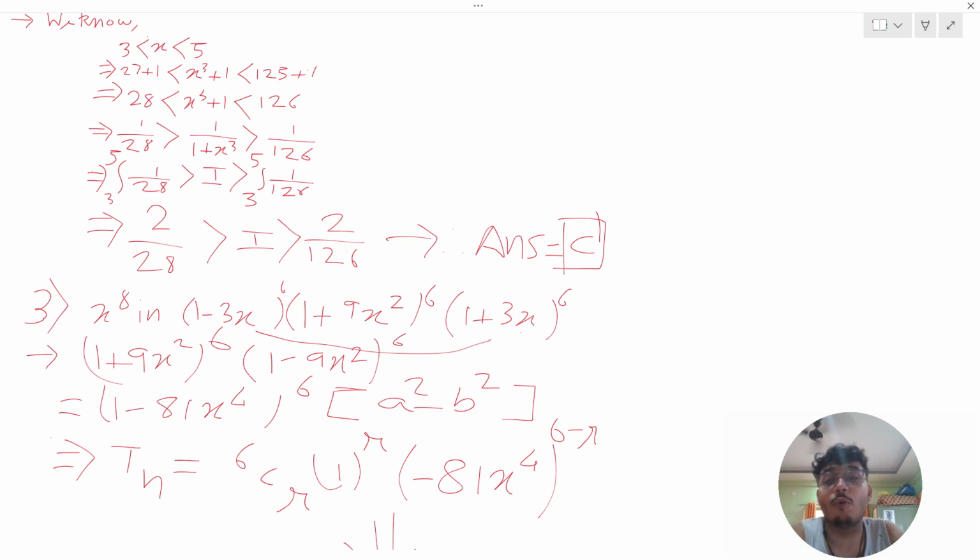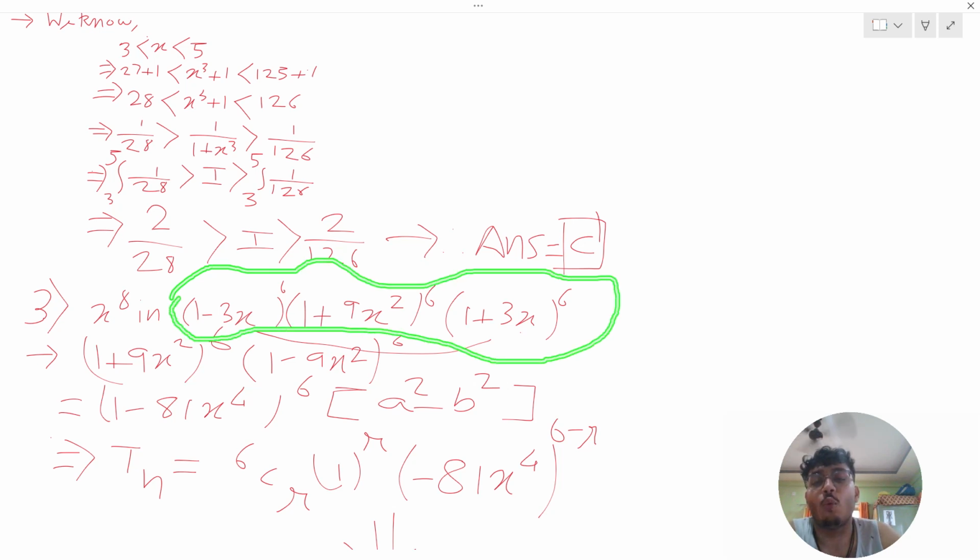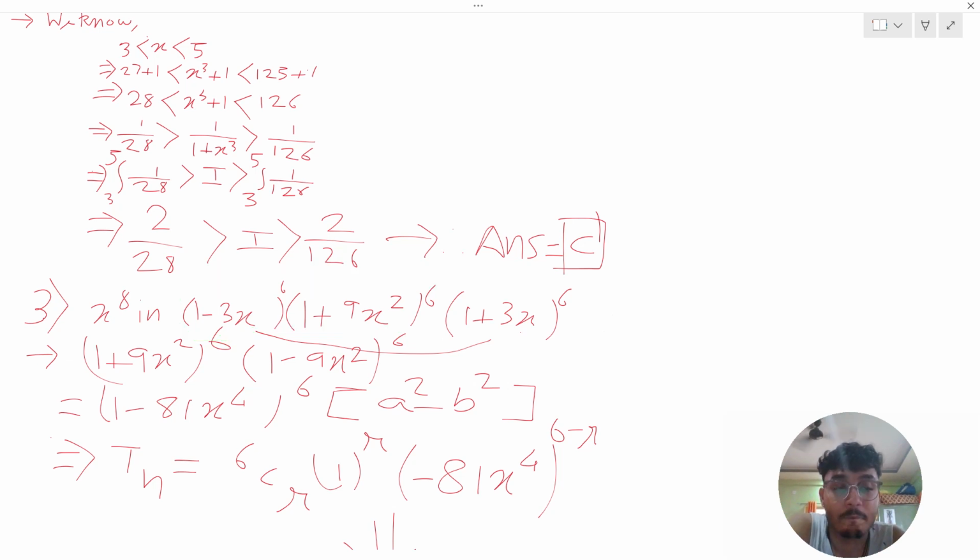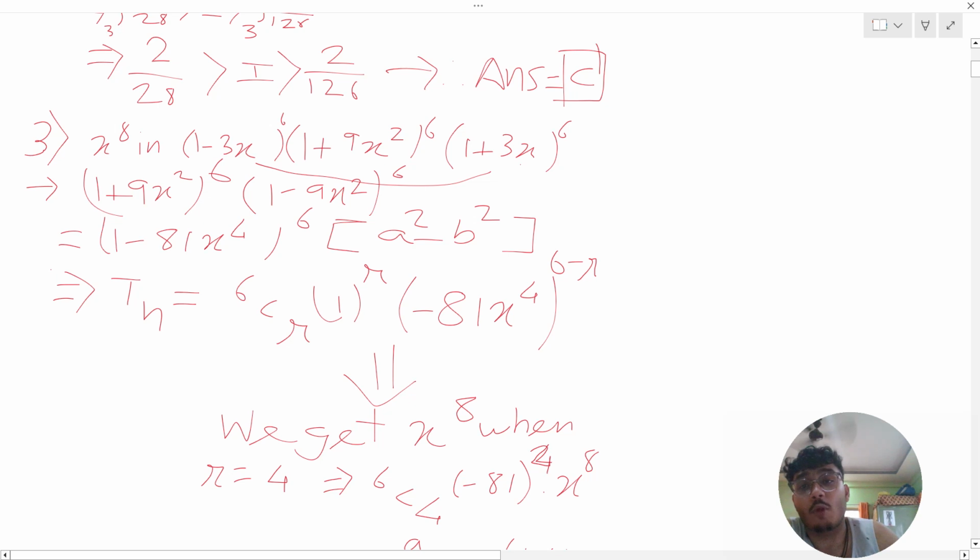We need to find the coefficient of x to the power 8 in the full expansion of (1 minus 3x) to the power 6 into (1 plus 9x square) to the power 6 into (1 plus 3x) to the power 6. A fairly easy question again. Simple usage of the binomial theorem and properties of integers, I should say.